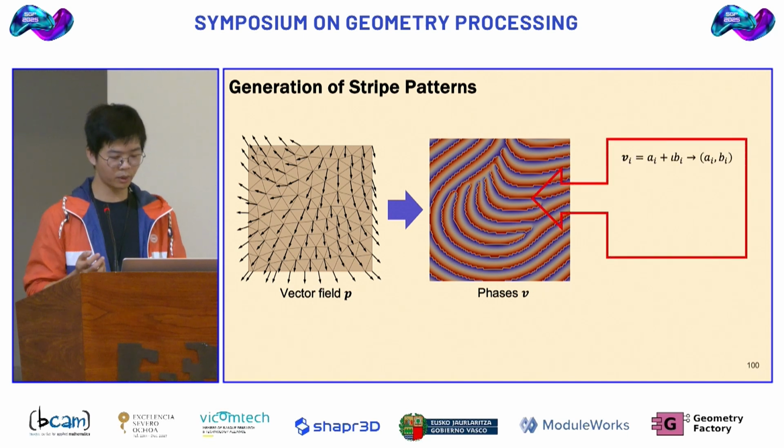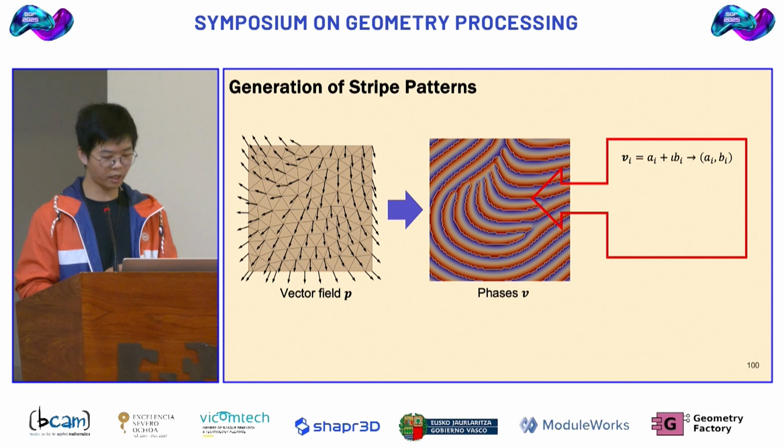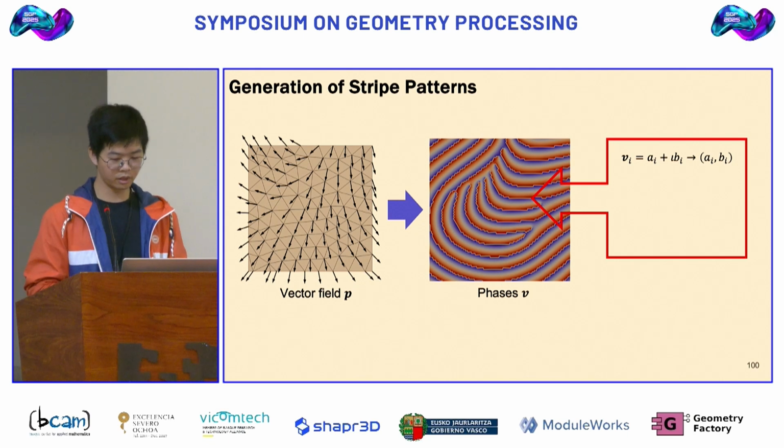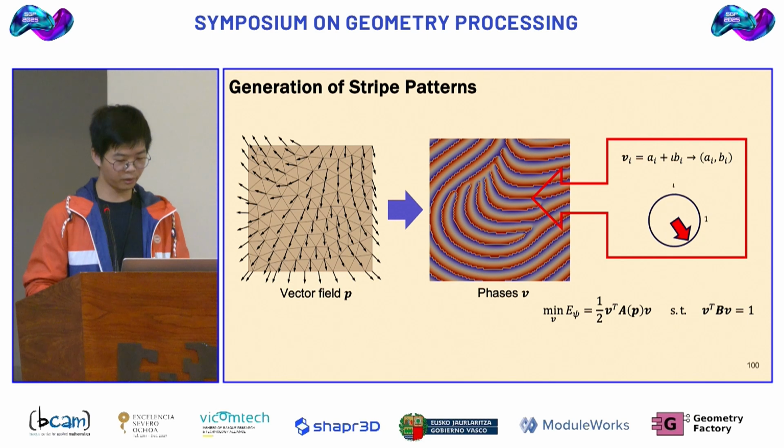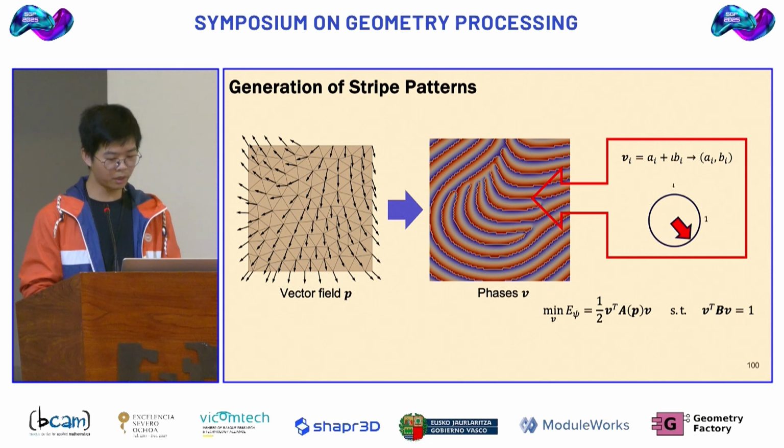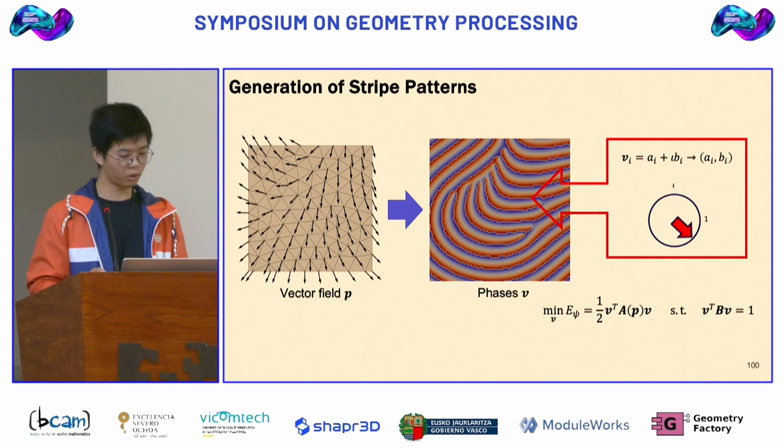These phases are represented as complex numbers with real and imaginary components, whose values are expressed as a periodic function on the unit circle. These phases are found by minimizing an energy that measures how well the phases integrate the vector field. This energy has multiple minima, including the trivial solution of zero, which can be avoided by imposing a constraint on its length.